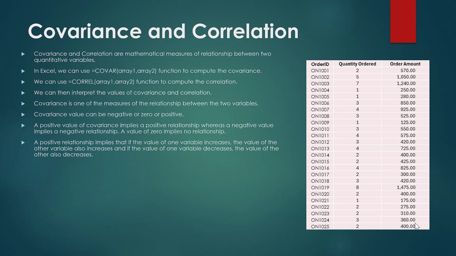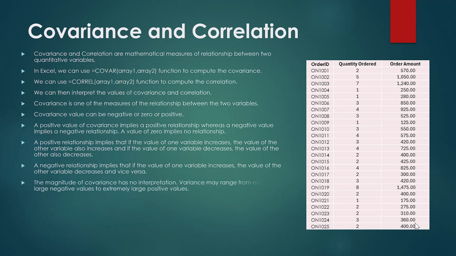So what's a positive relationship? A positive relationship implies that if the value of one variable increases, the value of the other variable also increases. And if the value of one variable decreases, the value of the other also decreases. A negative relationship, on the other hand, implies that if the value of one variable increases, the value of the other variable decreases, and vice versa.